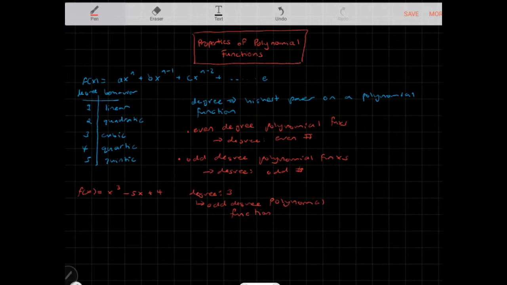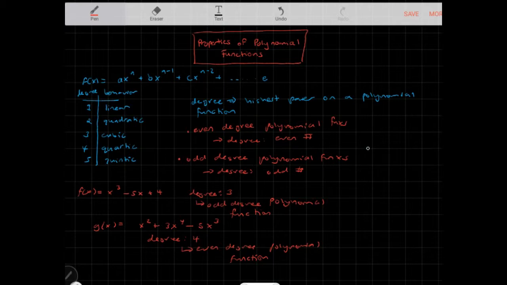Okay, and if we had something like g(x) = x^2 + 3x^4 - 5x^3, well, our degree here is 4 because that's the highest power on the independent variable, and this would be an even degree polynomial function. Okay, now you're probably wondering, why do we need to classify even and odd degrees? Well, it actually tells us a little bit about the behavior, specifically the end behavior.